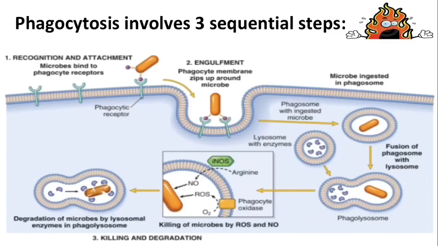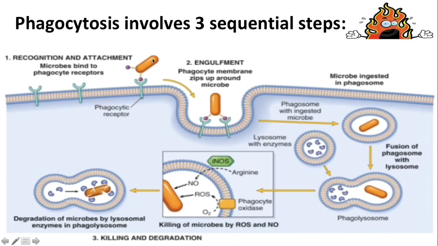So when they are activated, then they will perform the next step, which is phagocytosis and then intracellular killing as well as degradation of the offending agent. Phagocytosis and all this intracellular killing involves several sequential steps such as follows.